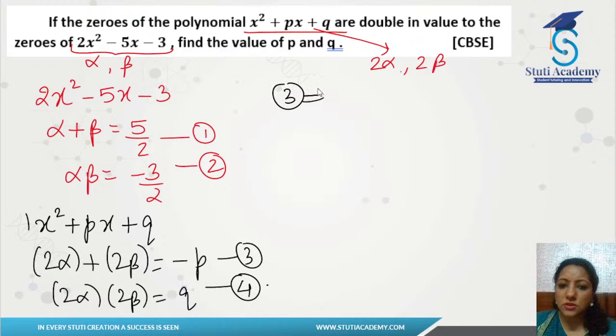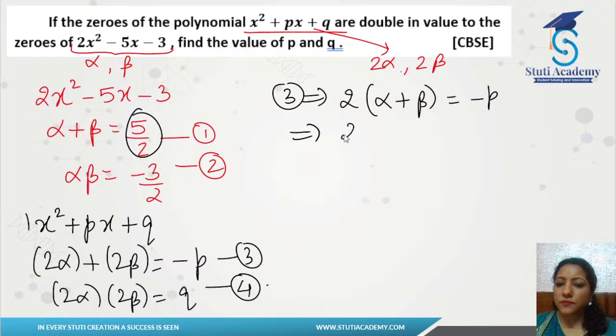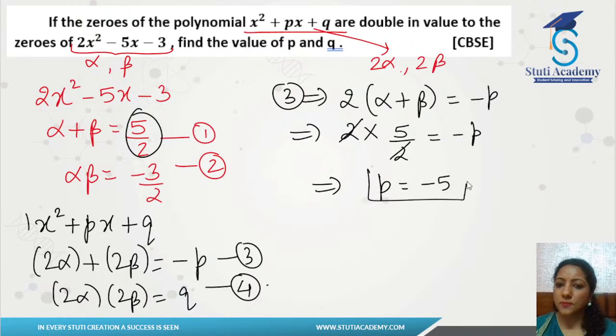In this third equation, we can take 2 common. If I take 2 common, I'll have alpha plus beta here. That is minus p. And then I'm going to take this alpha plus beta. Alpha plus beta is 5 by 2 here. So we have 2 times 5 by 2. That is minus p. This will get cancelled and we have p as minus 5. I've taken this minus to the other side. Now I've got the value of p.